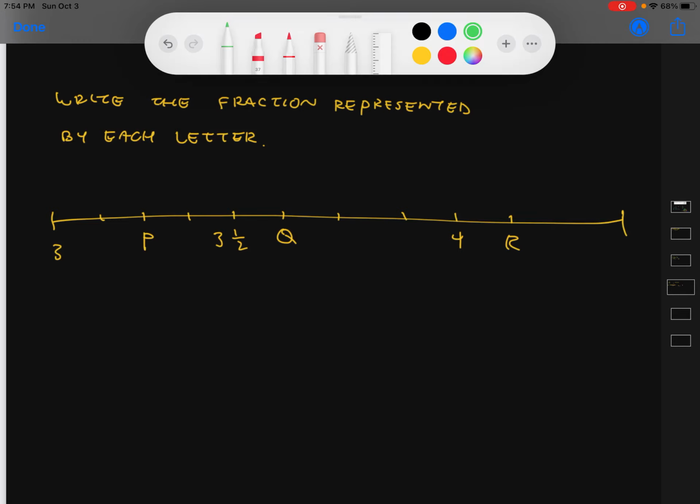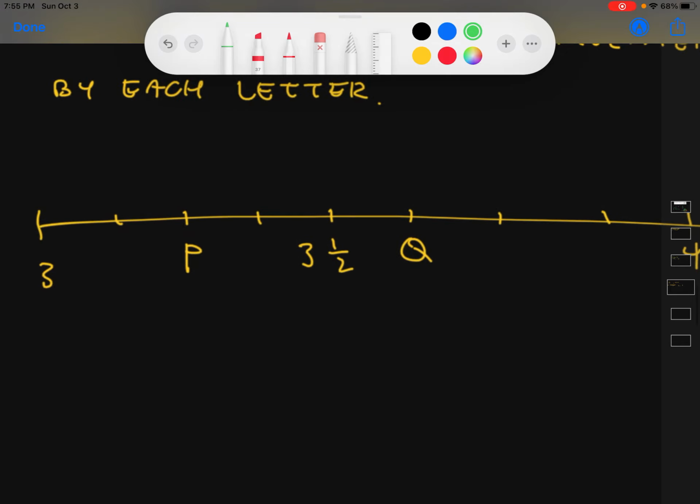Hey math lovers, let's go over this problem here. Write the fraction represented by each letter. So we have a number line here, and we need to know which fraction each of these letters represents. So I'm going to go ahead and go right here to 3 1/2.